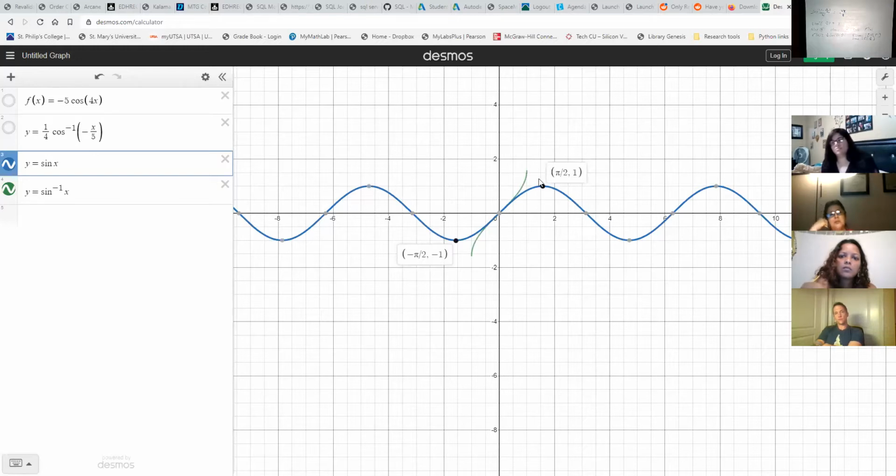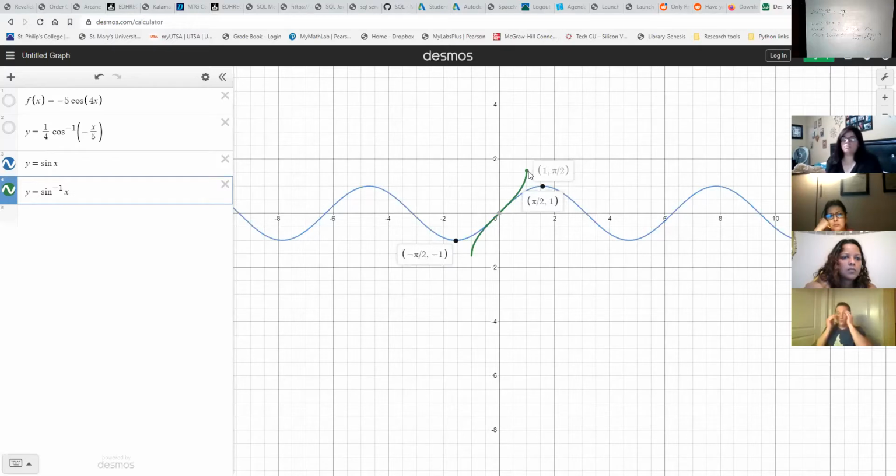So you restrict the original, and then these values swap and become the range and domain of this one. So you see this? This blue one goes, for the domain, from negative pi over 2 to pi over 2. So that becomes the range of the green one, which is pi over 2 to negative pi over 2 here for the y values. You see that? So you swap those. So all you've got to do is restrict the original.